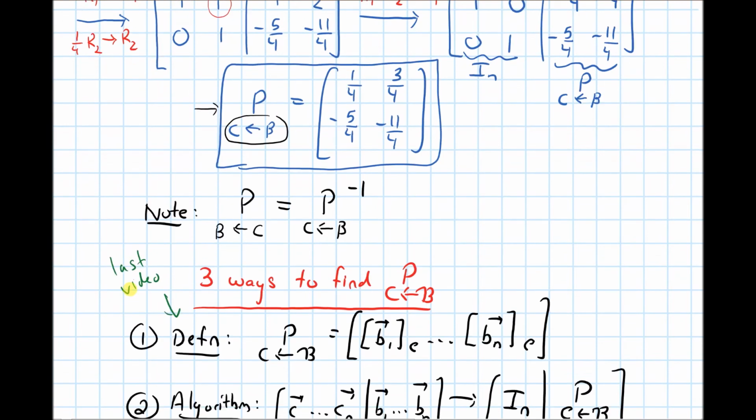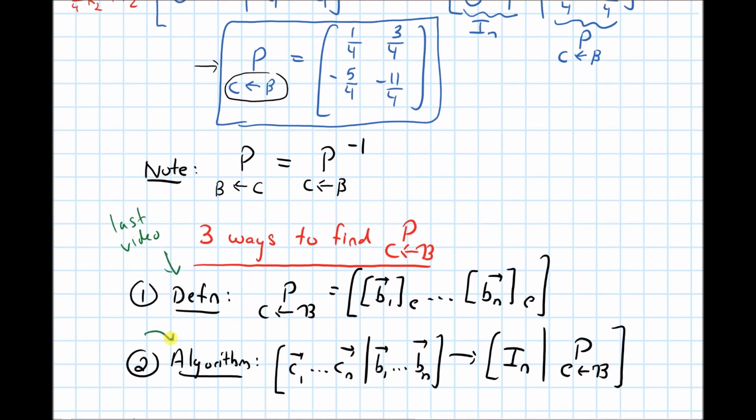In this video, we talked about our algorithm, where we took the basis vectors of C on the left-hand side of the augmented bar, the basis vectors of B on the right-hand side, and then when you row reduce it, the left-hand side will become the identity, and whatever you get on the right-hand side, that's your change of basis matrix. That's what we just talked about.